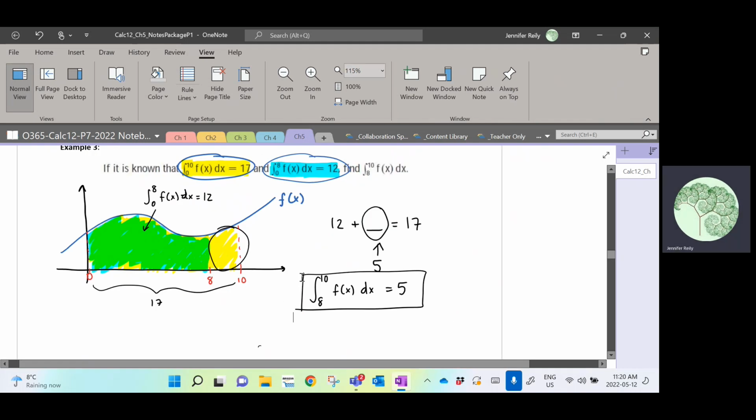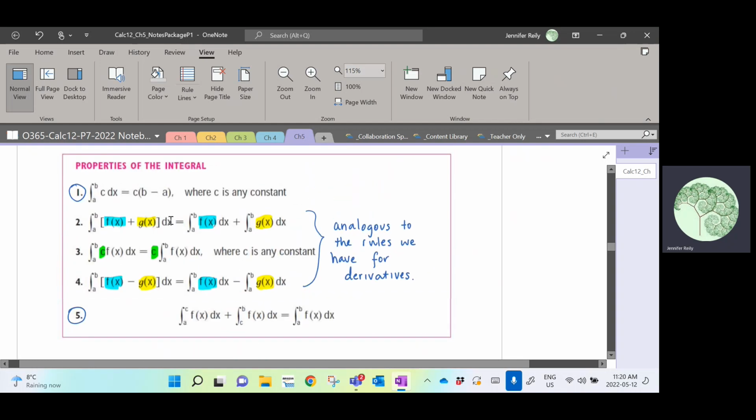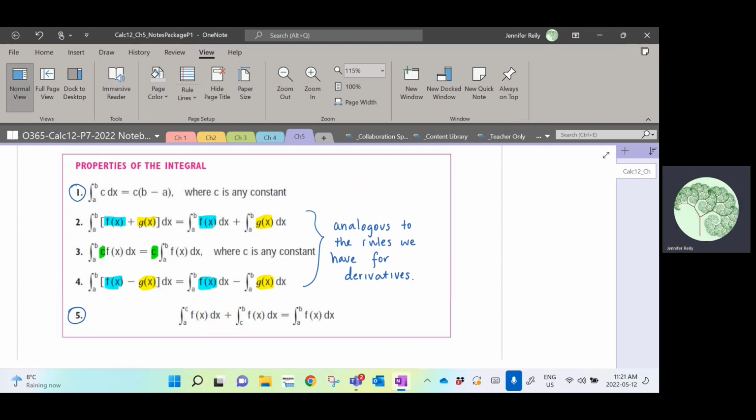Okay, so that's the end of the lesson today. Just to briefly remind you again, for these properties, I wouldn't recommend memorizing 1 and 5, just be able to draw them and think about it logically. And then 2 to 4, you shouldn't have to memorize those either, just because they're directly analogous to the rules we already had for derivatives. All right, that is the end of the lesson.